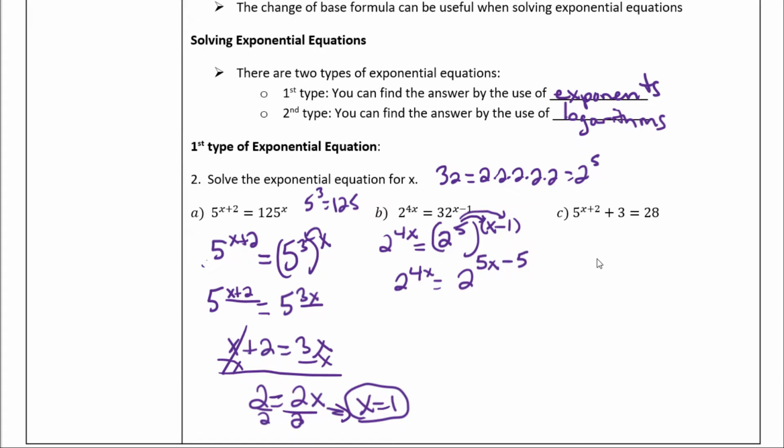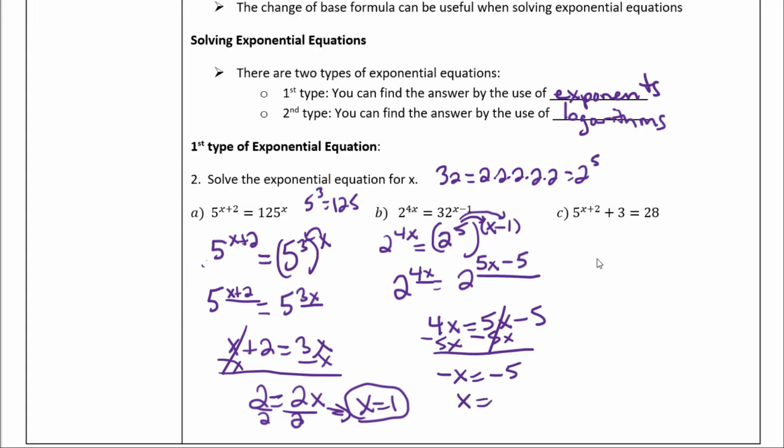Now we have the same base here. Let me rewrite this because this is a big 2. We have the same base, so that means we're going to set the exponents equal to each other. So we have 4x equal to 5x minus 5. All right, so I'm going to subtract the 5x on both sides. So I get negative x equals negative 5, which means x equals 5.